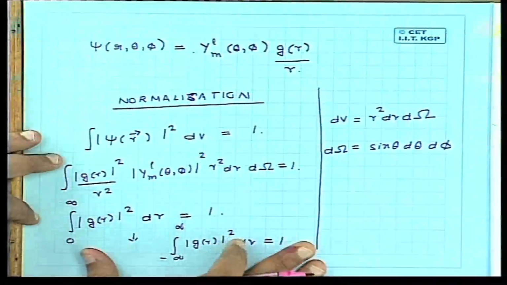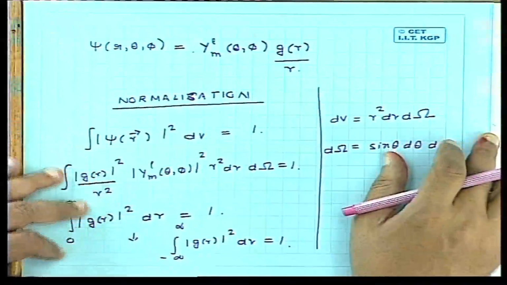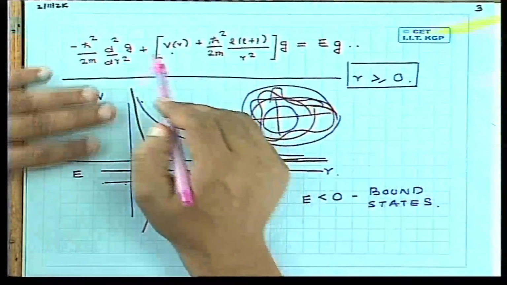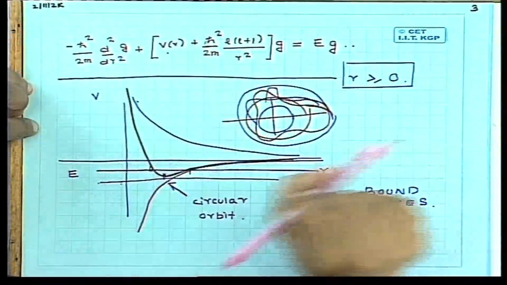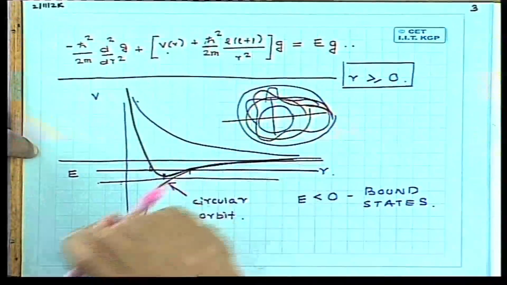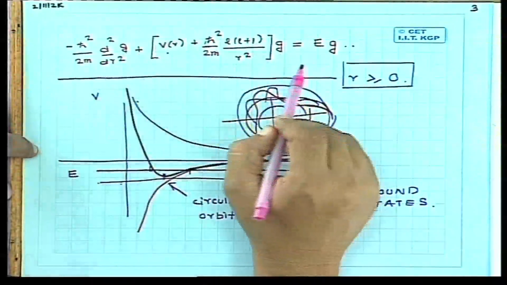So now, with this normalization condition, let us go back to the equation which we still have to solve for this function g. The equation we have to solve is this, and any solution which we obtain has to satisfy the normalization condition which we just wrote down, which is the constraint. So now let us go ahead and try to get solutions of this equation.